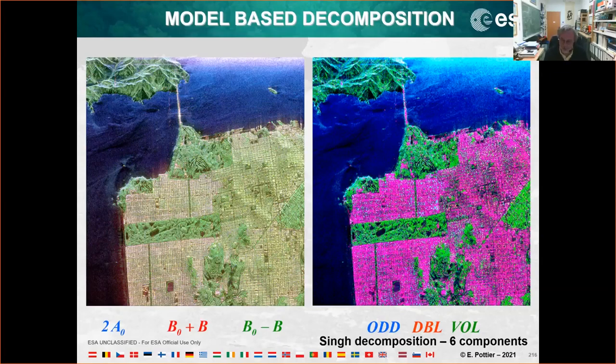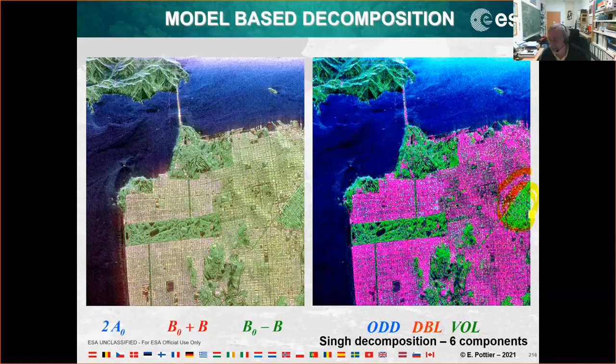There is a very nice impact of this kind of decomposition, and this is something very interesting. Usually when we test a new decomposition, we use the San Francisco image. We use it because there is one specific area where all decompositions give a bad result. So we can immediately conclude if the decomposition is a good one or not.